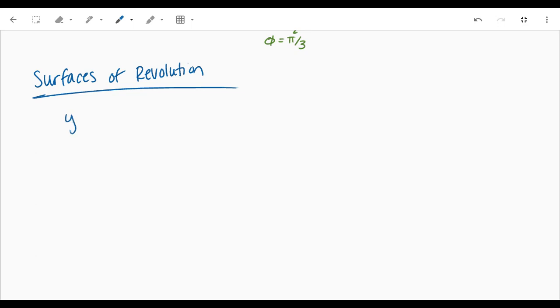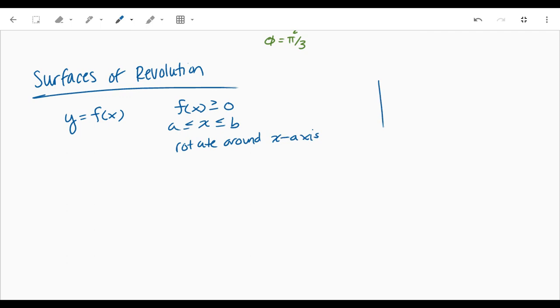if we have y equals some function of x, wherein f of x is greater than 0, so we're at least above the x-axis, and x is between a and b. And then we rotate it around the x-axis. So we've done this before, right? We never really thought about it in 3D terms. From a to b, we'd have our f of x.